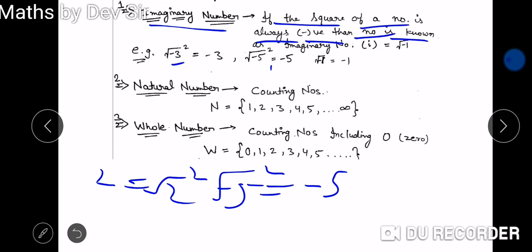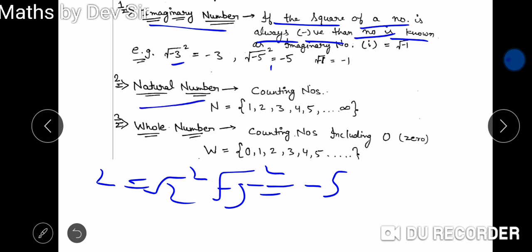That chapter belongs to 11th standard and the name of the chapter is complex numbers. So you will study more about imaginary numbers in 11th class, if you are going to choose maths in 11th standard. Now let's talk about natural numbers.